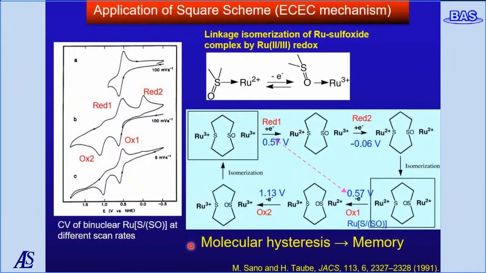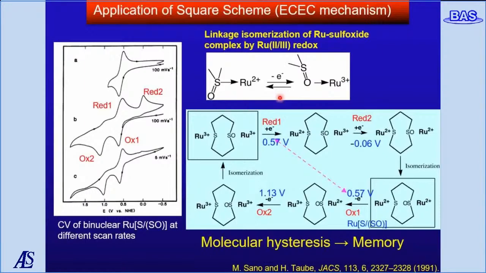Here is another example for ECEC mechanism. In ruthenium sulfoxide complex, in general, linkage isomerization between S coordination and O coordination mode is interchanged by redox reaction of ruthenium. That is, S coordination mode for ruthenium-2 state, but upon oxidation to the ruthenium-3 state, the coordination mode is changed to O coordination. This coordination mode change from S to O coordination can be induced by the redox reactions of ruthenium.